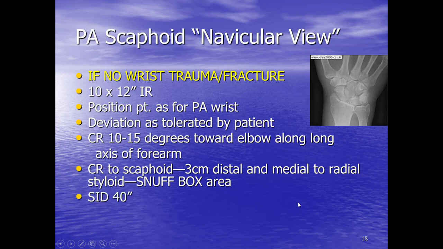The SID is still going to be 40 inches, so make sure that depending on your angle that doesn't change. You may want to measure that out and then collimate down to the area of interest. And make sure you have a marker on your film. In this one you can see there's no marker, so that's their number one mistake. You can actually collimate down tighter because the area of interest is right through the scaphoid. And so positioning wise the film is fine, it's just they don't have a marker on it.